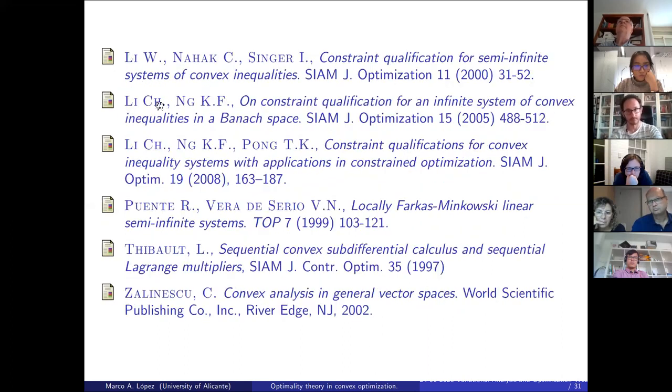And the papers of the Chinese friends from Hong Kong, and the Argentinian friends. A very interesting paper, giving another view of asymptotic optimality conditions. This paper by Lionel and the reference book of Zalinescu.